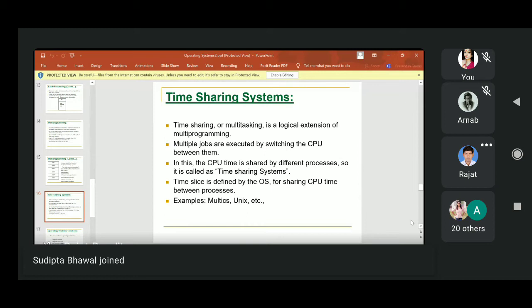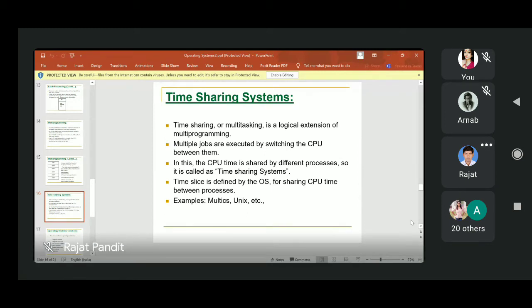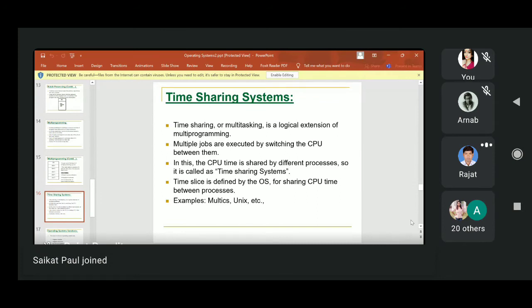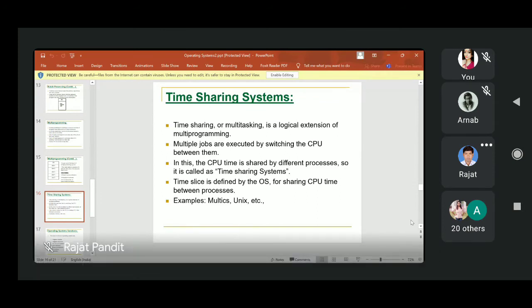The time is shared between the different processes, so it is called the time sharing system. The time slice is defined by the OS for sharing the CPU between processes. You know what we mean by time slice? A time slice is nothing but a particular time fixed for a particular job. Suppose 10 milliseconds or 5 milliseconds is the time slice for every job. So that is your time slice.